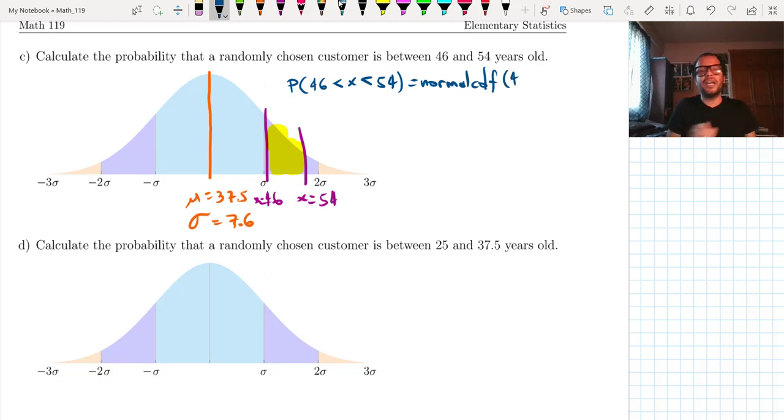46. In this case, we don't have to look for a huge negative or a huge positive because this is going to be the lower and this will be the upper. Okay, lower, upper, and lower. So 46, 54, 37.5, 7.6. And let me show you how to put it in the graphing calculator.